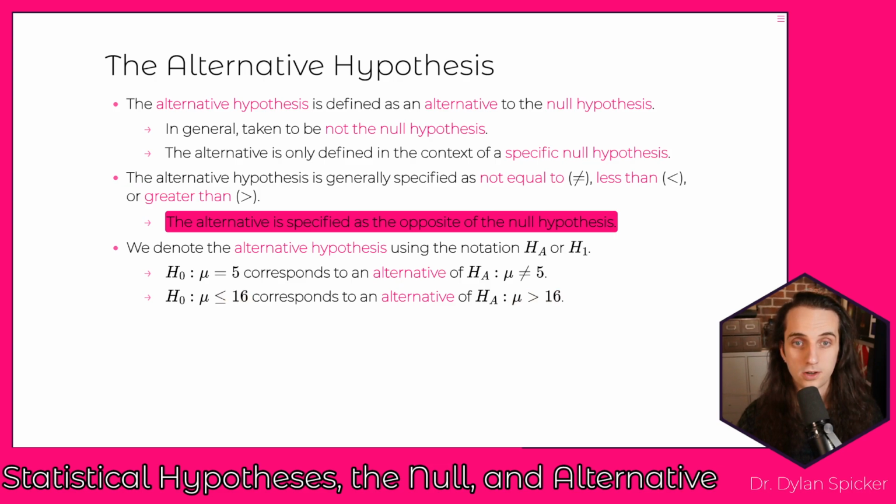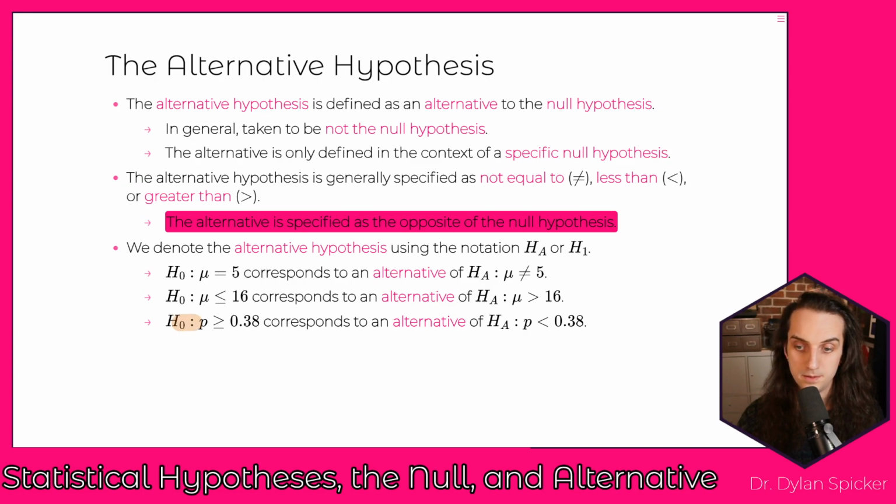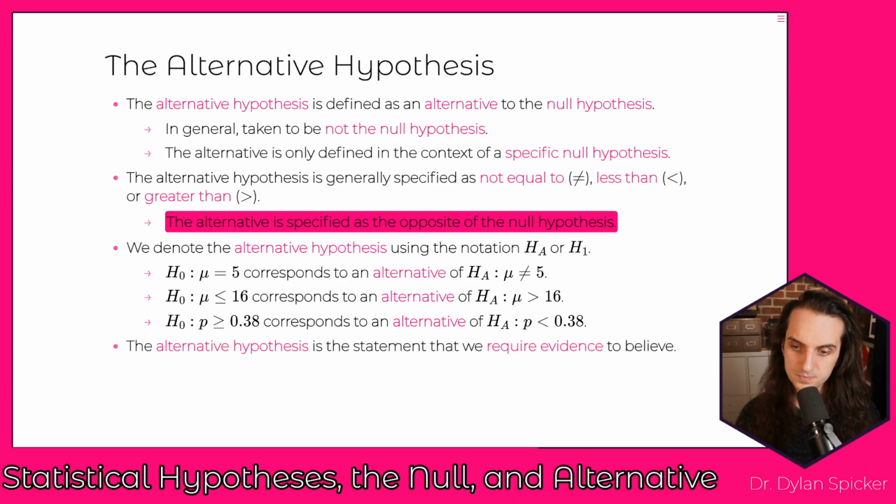So that's going to become our alternative there. We take the null to be the proportion is greater than or equal to 0.38. That's going to correspond to the alternative: the proportion is less than 0.38. Right? And so again, the alternative is always set up in contrast.